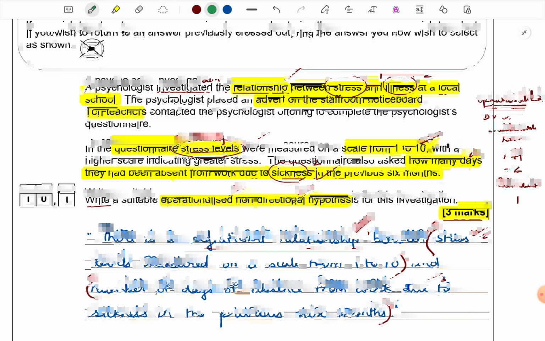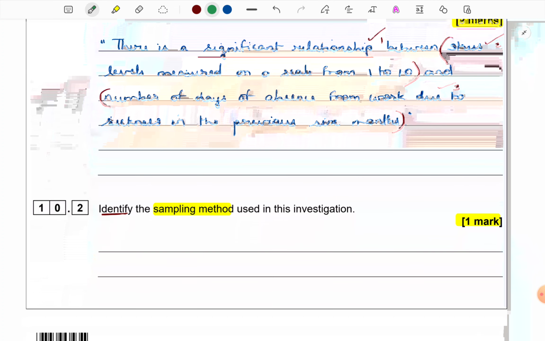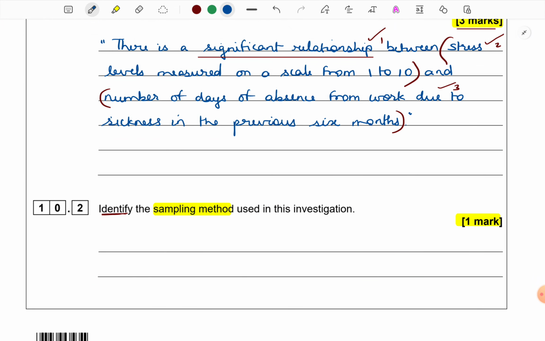Okay, now it was clearly mentioned when we read the question that there was an advert placed on the staff room notice board. Reading that advert, 10 teachers who are interested contacted the researchers. This is a typical description of volunteer sampling or self-selected sampling. Some announcement is made and then participants come forward. In this case, the teachers have read the announcement on the notice board and have come forward to participate. What we just have to write is volunteer sampling.